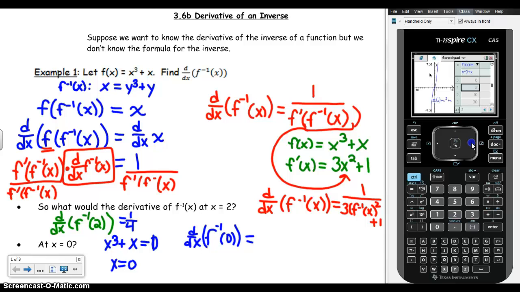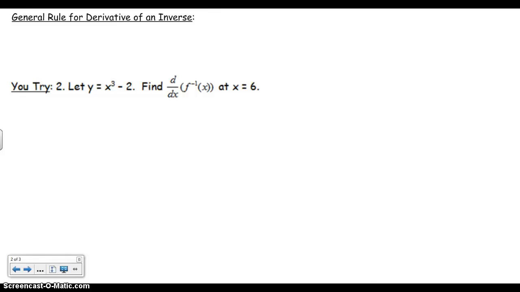So now I'm trying to find the derivative of the inverse at 0. So I'm going to plug in 1 over 3 times f inverse at 0 squared plus 1. And we just saw that f inverse of 0 is 0. So I have 3 times 0 squared plus 1, which is just 1 over 1, which is 1. Okay, so again, in general, the general rule for derivative of an inverse function is 1 over the derivative of f at f inverse.